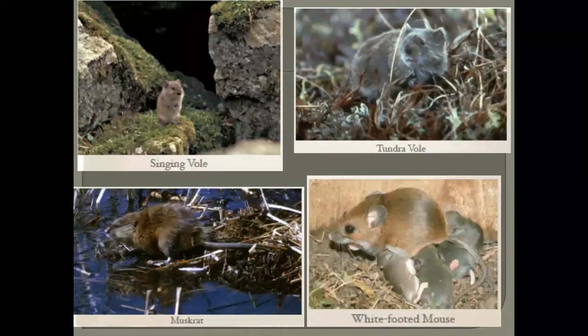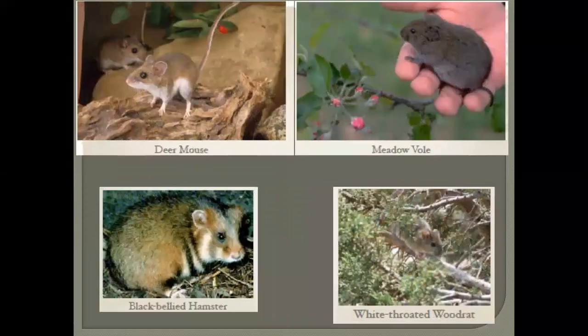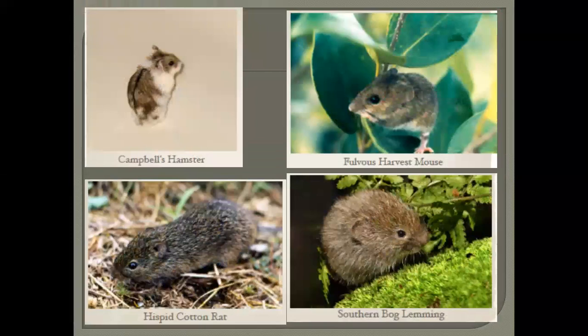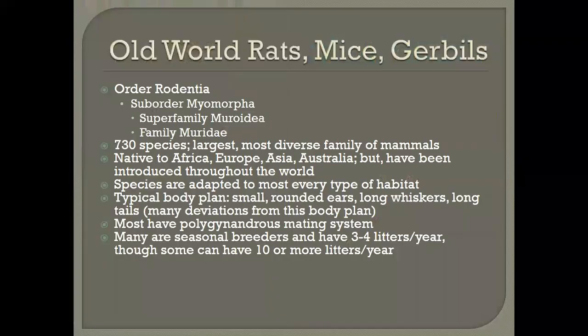We have our voles, the muskrat, a mouse, meadow voles, a black-bellied hamster, a wood rat, some other hamsters. The lemmings are part of this group, as are more mice and rats.